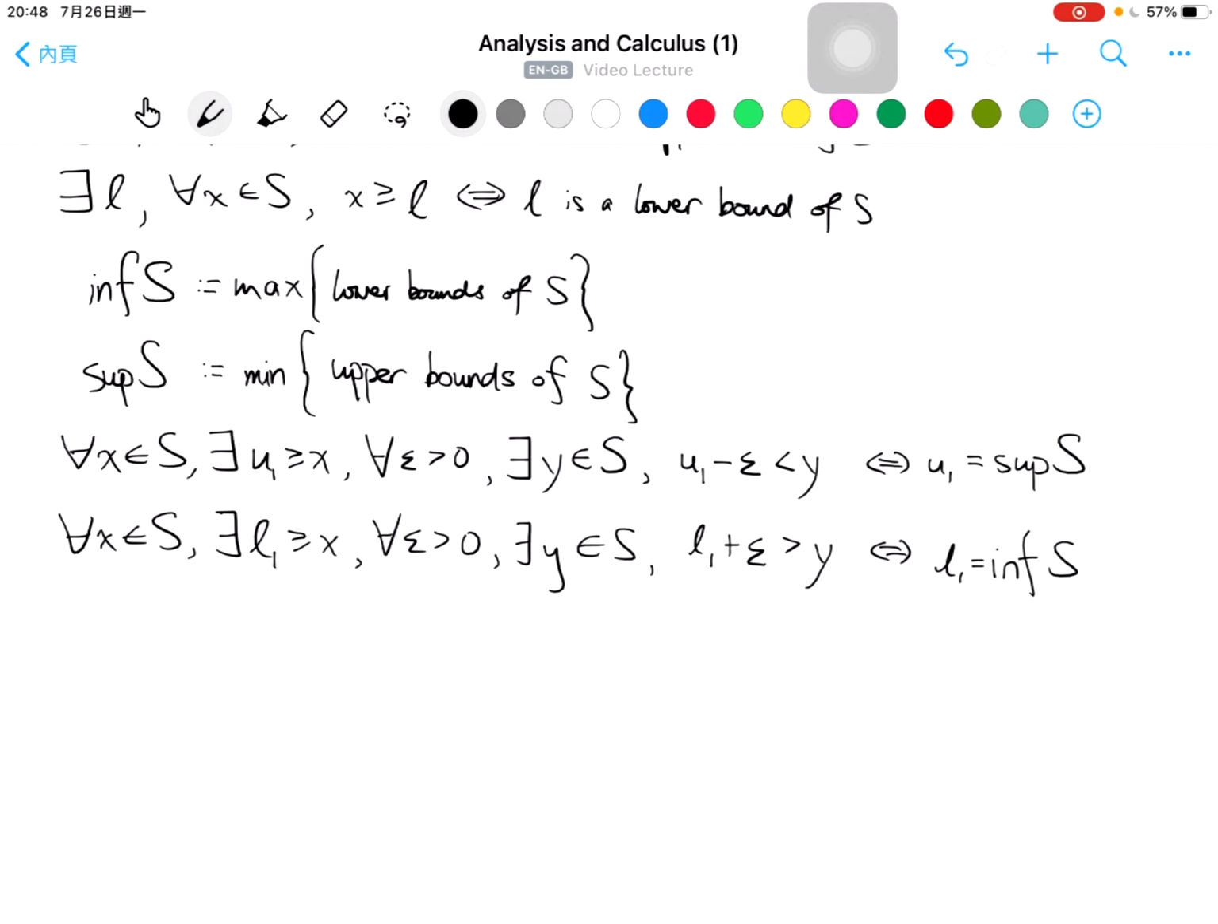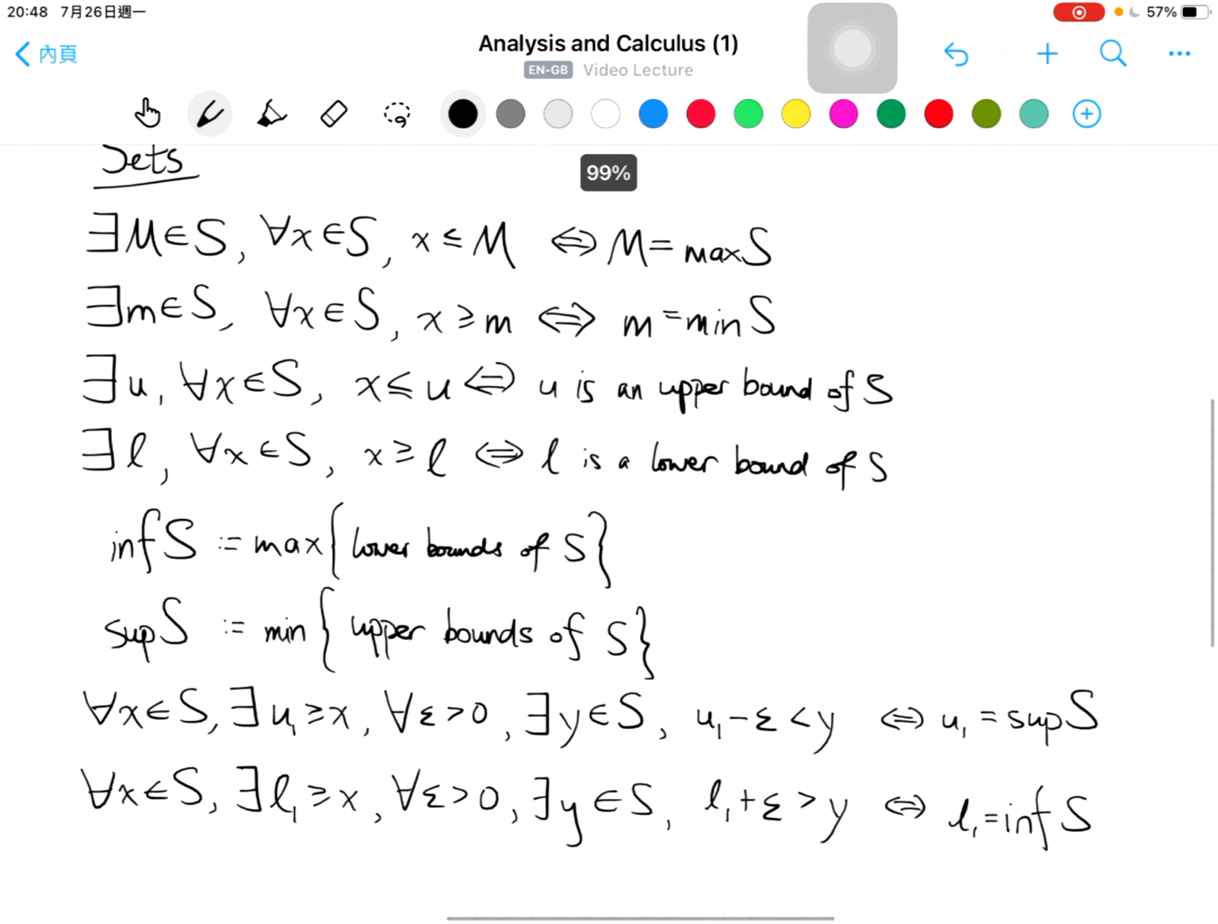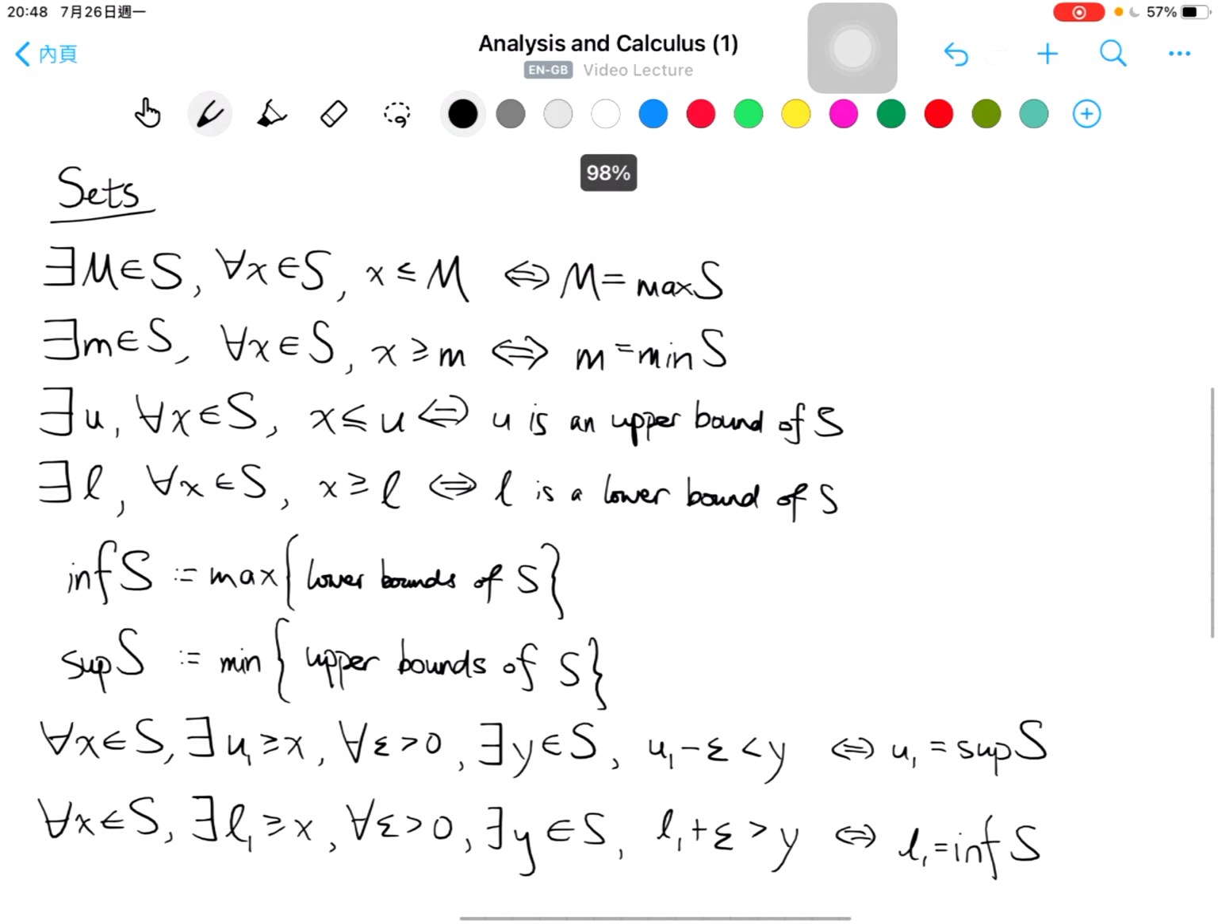Now there's something to notice. If the maximum exists, then the maximum is the supremum. If the minimum exists, then the minimum is the infimum. Easy to prove, so I'm going to leave the proof as an exercise if you want. I will probably reveal the answer to the proofs in a text file later.